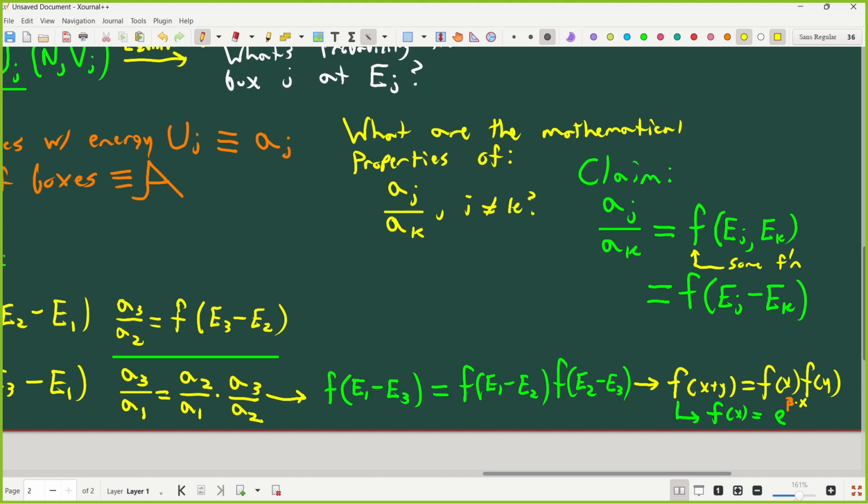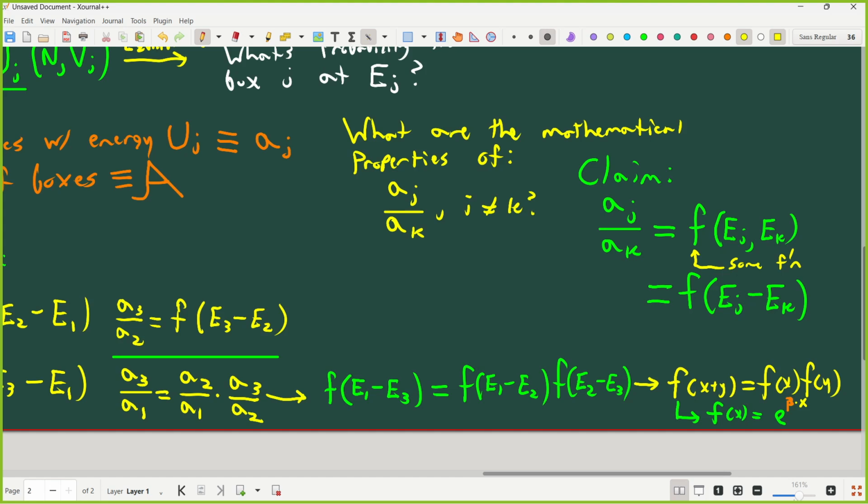All right, I have to include the proportionality constant because I can multiply x and y by some number, right? I can make 2x plus 2y, and that's going to be f of 2x plus f of 2y. So I have to have a proportionality constant in here just to make things equal. So what this says is that we can determine anything about the statistics of the energies of this thermodynamic system by measuring this strange exponential function that is a function of the energies.